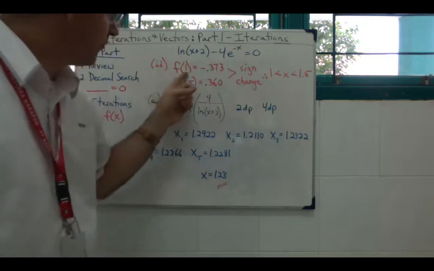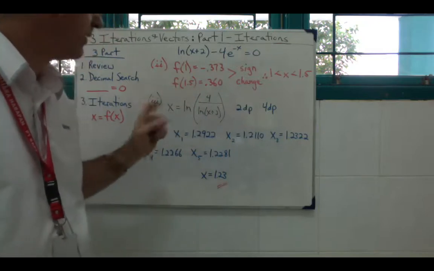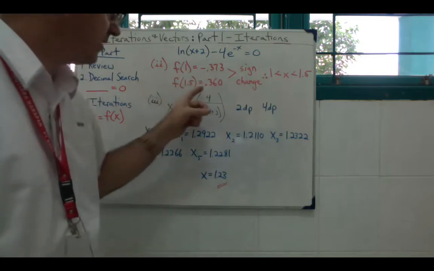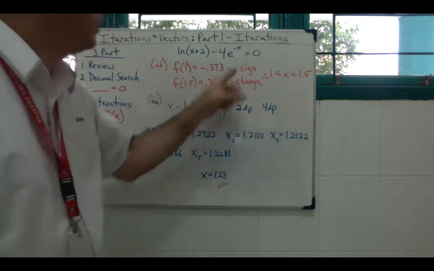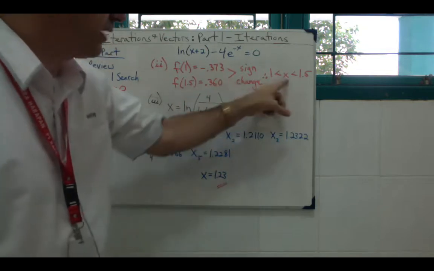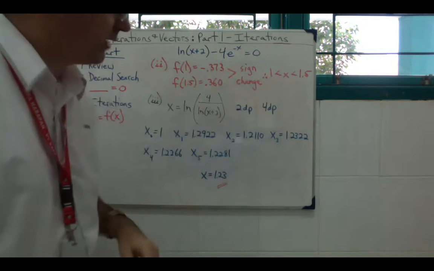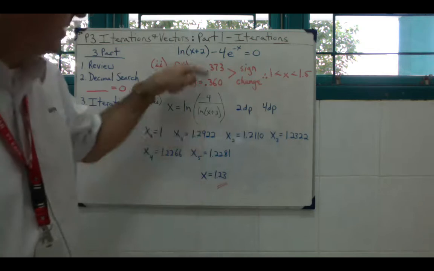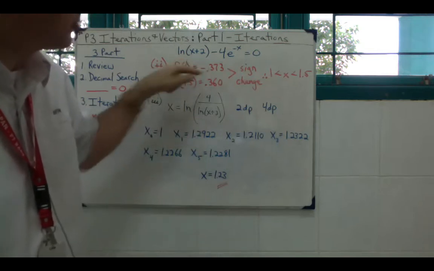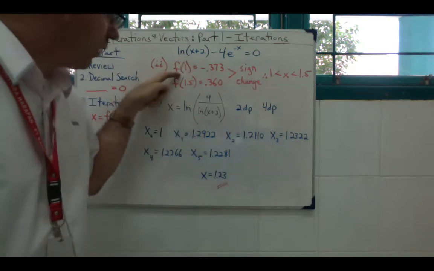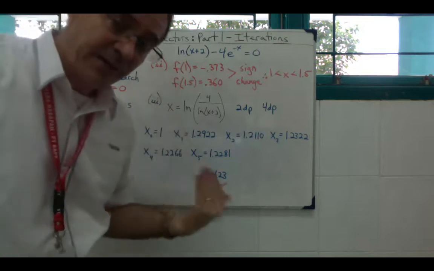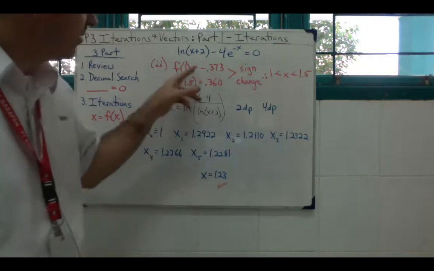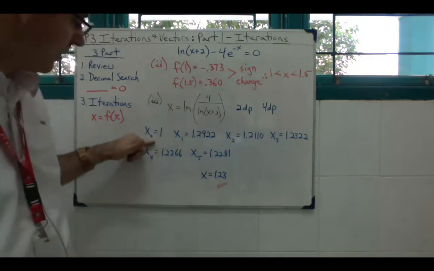And so f of 1, because it said between 1 and 1.5, is a negative 0.373. F of 1.5 is a positive 0.360. There's your sign change. Therefore, x falls between 1 and 1.5. We know that the root is somewhere in there. We can see this again is almost symmetrical. So I might start at 1.25 if I were interpolating it, but you don't have to. You can start at the lower end. So let's start at 1.